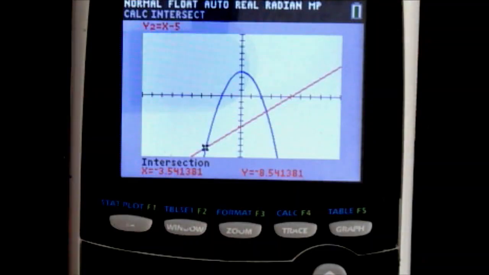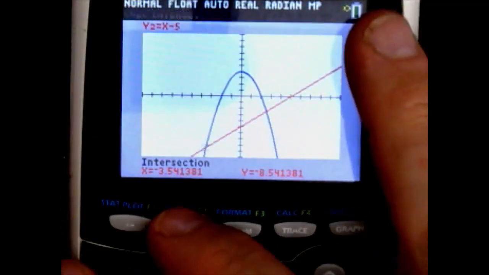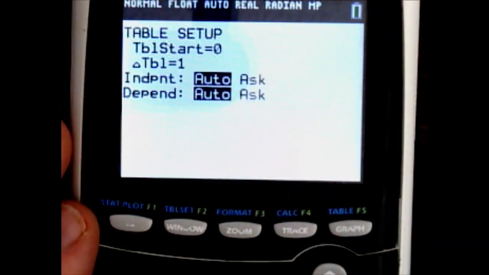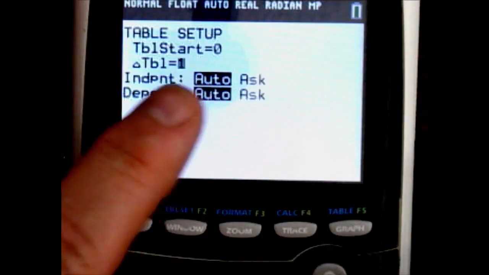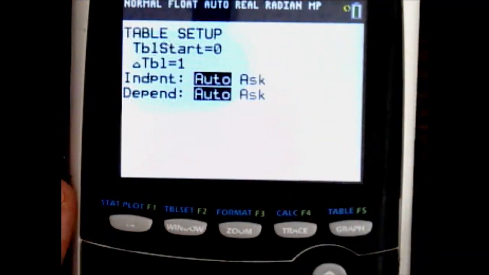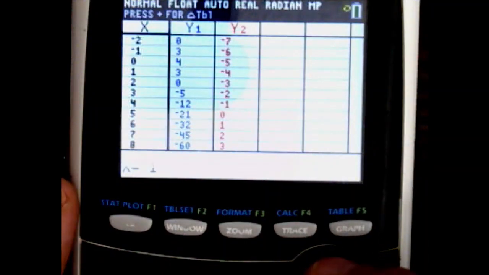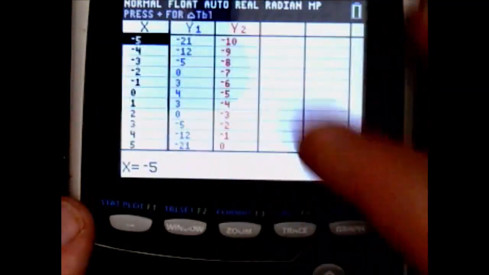Now if you want to do a table, you just hit second window and you set up what your table should be. If you want it to start at 0 and to go up by 1, that's what you do, 0, 1. So your table starts at 0 and goes up by increments of 1. And you can go into the negative numbers just by arrowing up if you want.